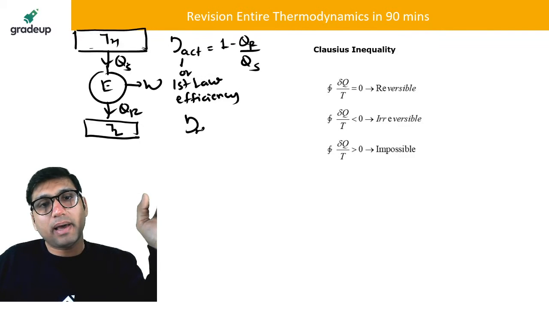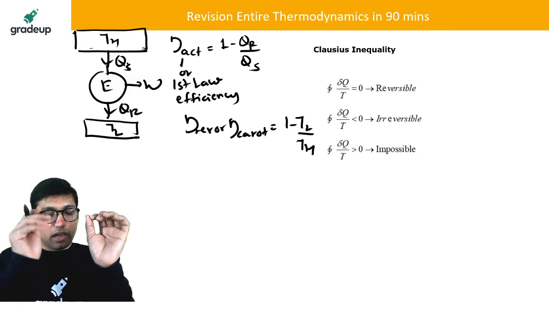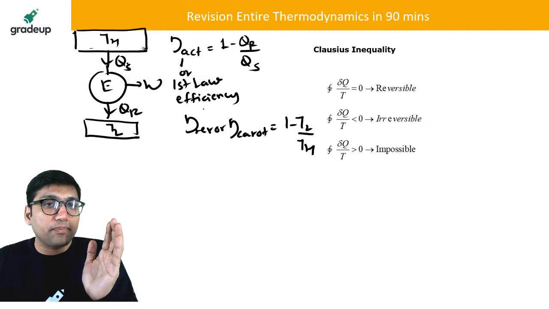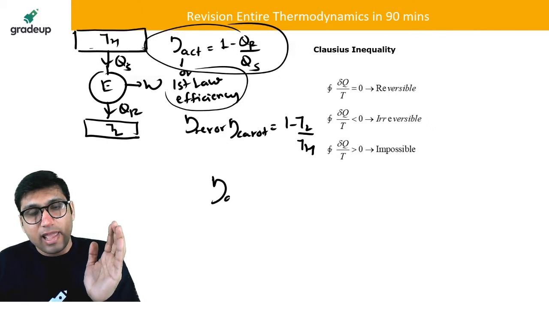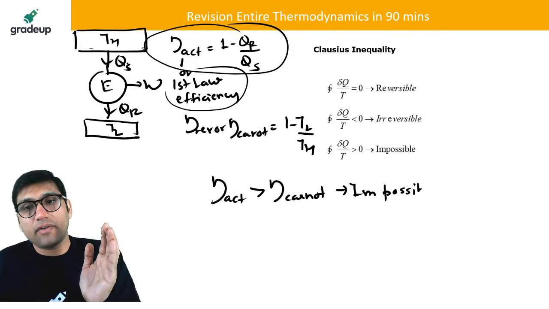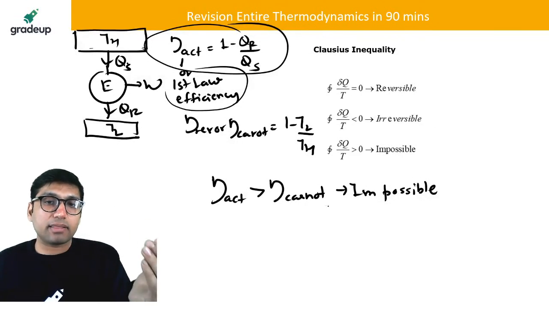And one is reversible or Carnot efficiency. It is equal to 1 minus T lower by T higher. Now try to understand it, it's very, very important. Actual efficiency or first law efficiency: if actual efficiency is greater than Carnot or reversible, then this is impossible. If there is a device for which actual efficiency becomes greater than Carnot, then that is impossible.